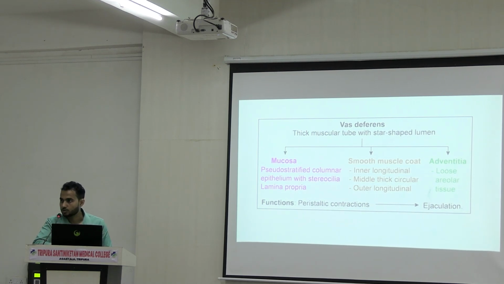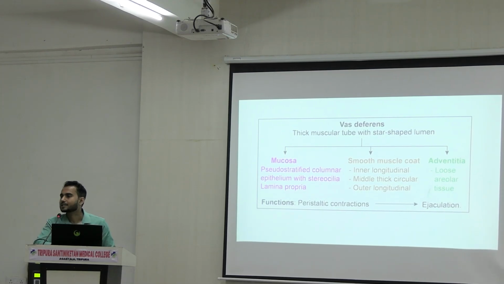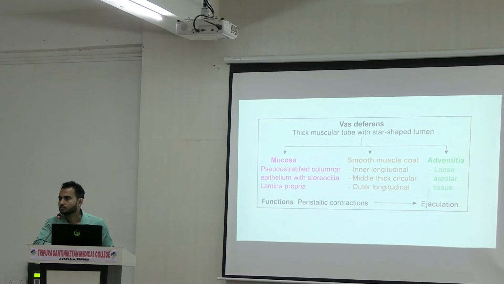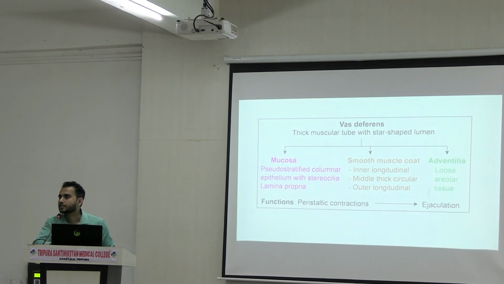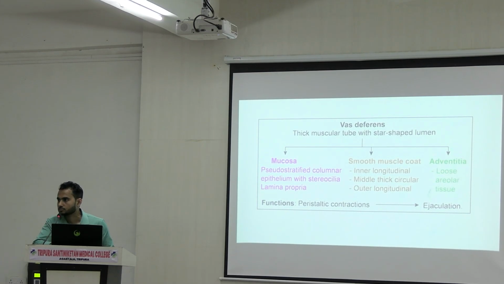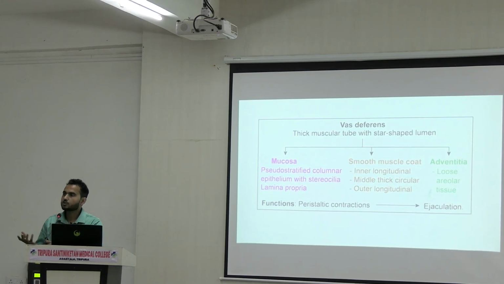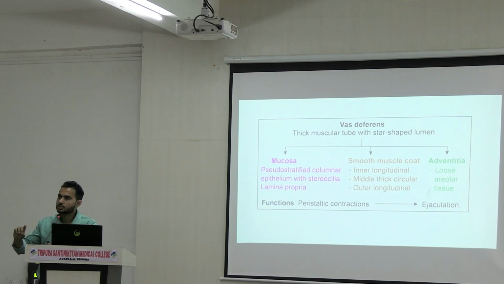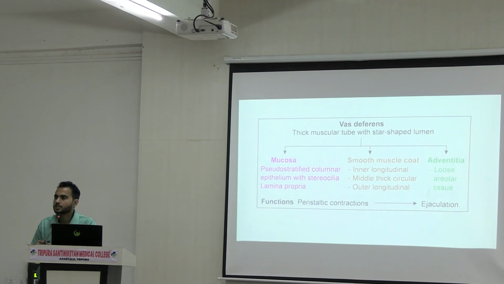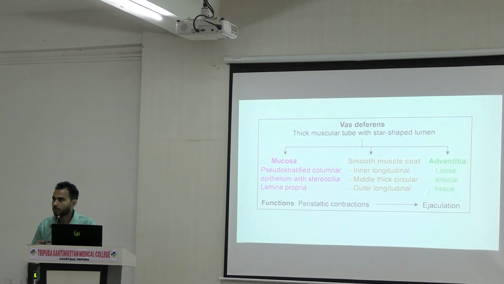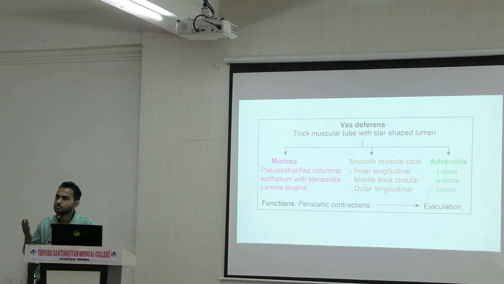Next, the smooth muscle coat. The smooth muscle coat present in the vas deferens is highly developed. Why is it highly developed? What is the function of the vas deferens? To carry the sperm. If the smooth muscle coat is not developed, then how will it carry the sperm? The contraction of the smooth muscle cells is very important, that's why the smooth muscle layer is well developed.